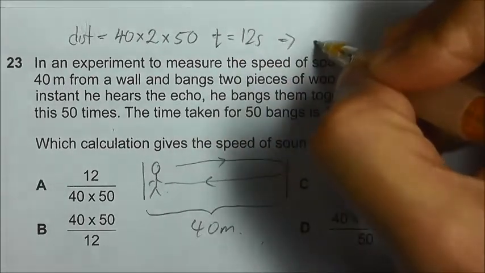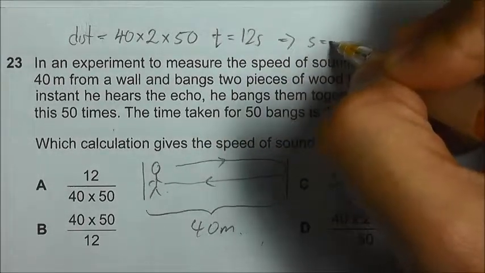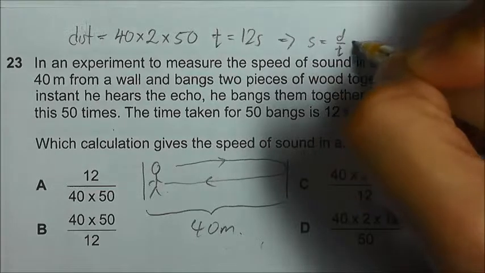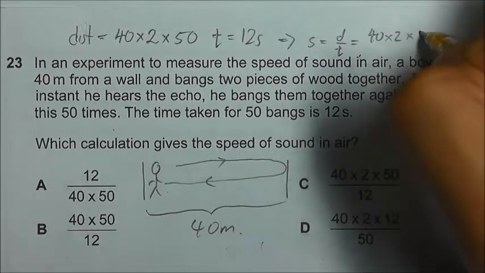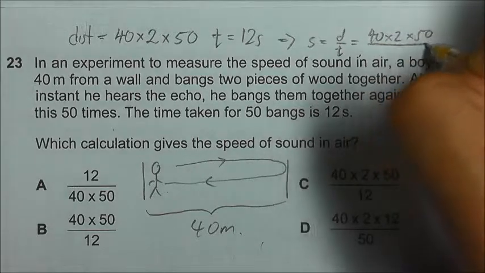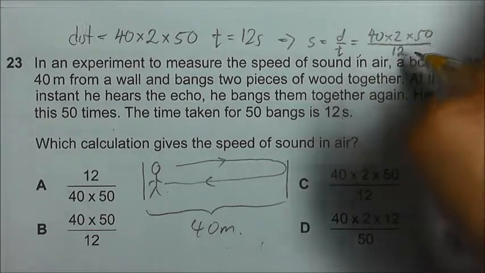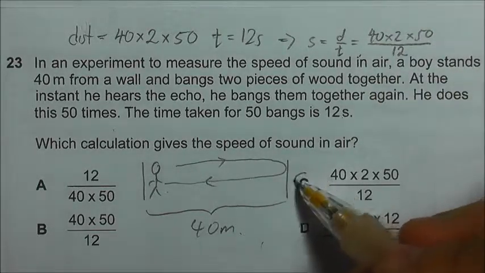So in this case, we use the DST formula. Speed is equal to distance divided by time. It should be 40 times 2 times 50 divided by the time taken, which is 12. So the answer should be C.